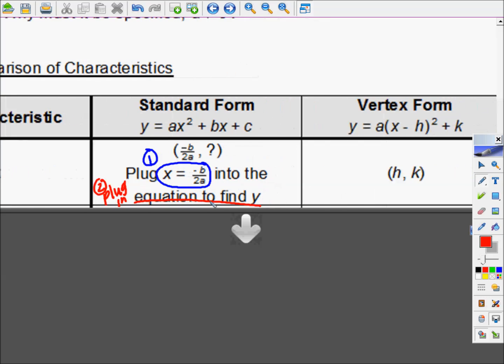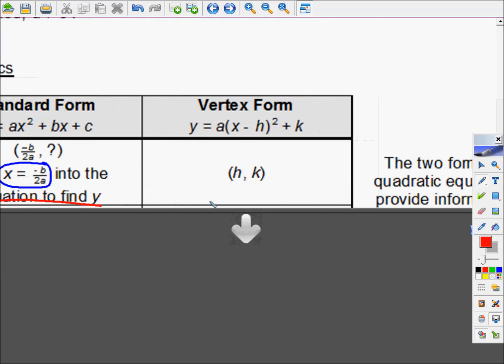All right, vertex form is a little easier. Whatever h and k are, that's your vertex. So as long as you know h and as long as you know k. If h and k do not exist, if there's no h and k, therefore, where's your vertex? The origin. If there's no h and k, your vertex is at the origin.